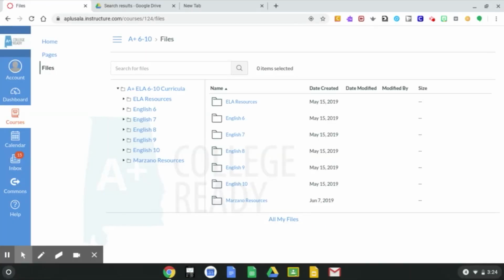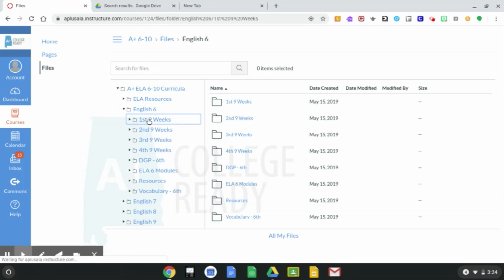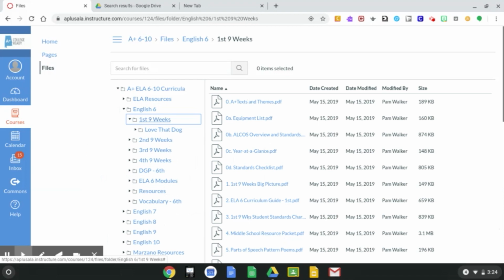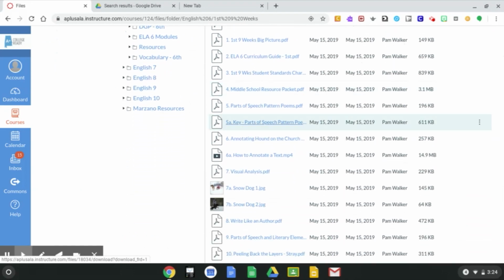The visual analysis lesson will be located in Canvas. So I've already signed in. We're going to go to English 6, the first 9 weeks. The lessons are numbered and they're in order in the way that you'll be teaching them.